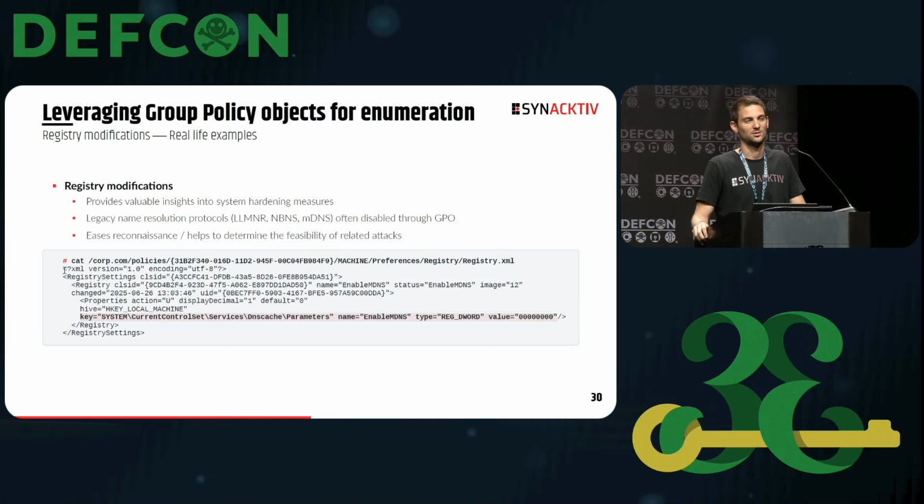You can also perform registry modification through GPOs. Legacy name resolution protocols such as LLMNR, mDNS, and NBNS are relatively good exploitation vectors. They have been exploited for a long time with tools such as Responder. And administrators disable those protocols through GPOs. Here we can see that the mDNS protocol has been disabled through GPOs. So by doing this kind of reconnaissance, I know that there's no point to exploit it on those specific machines. So it helps me to choose a relevant attack.